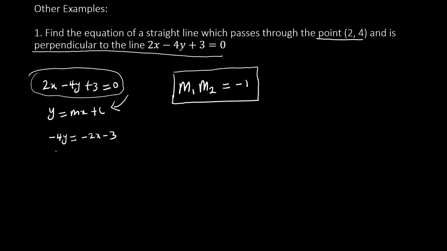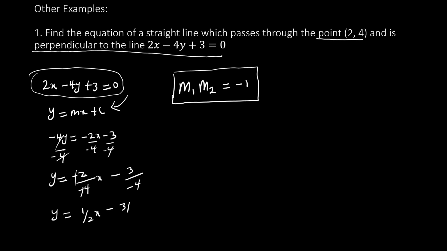Dividing through by negative 4, we have 4y over 4 equals negative 2 divided by negative 4x minus 3 over negative 4. Negative 2 over negative 4x minus 3 over negative 4. This will cancel out. Now I have y equal to 1 over 2x minus 3 over negative 4. Considering this equation and y equals mx plus c, if you compare these two equations, we have that m equals 1 over 2.